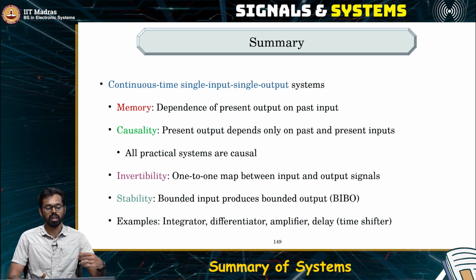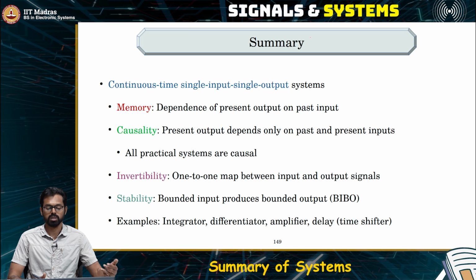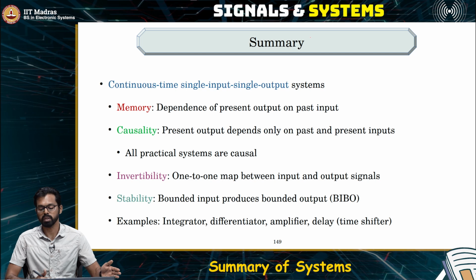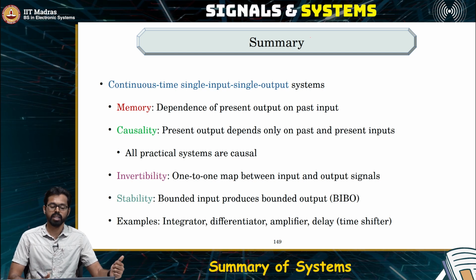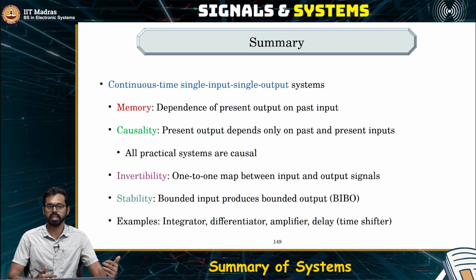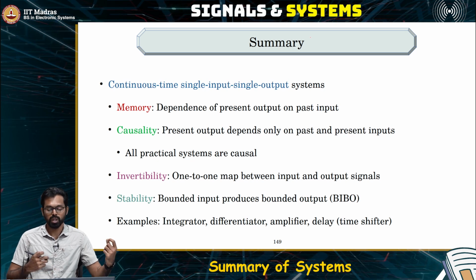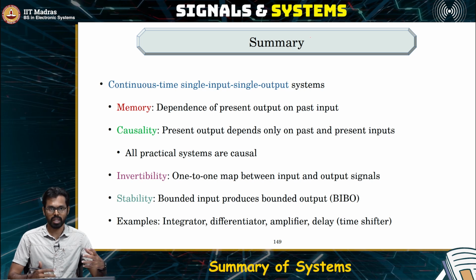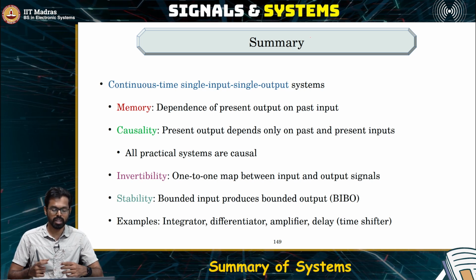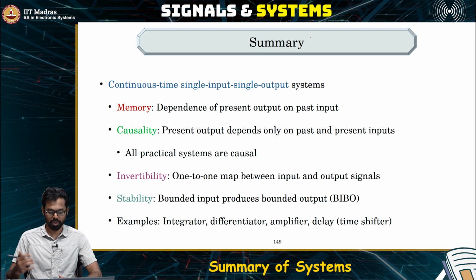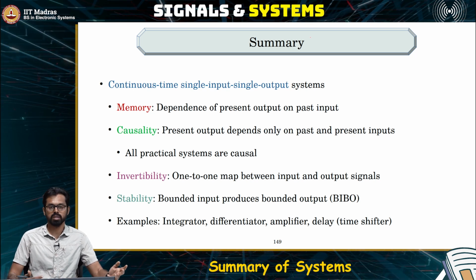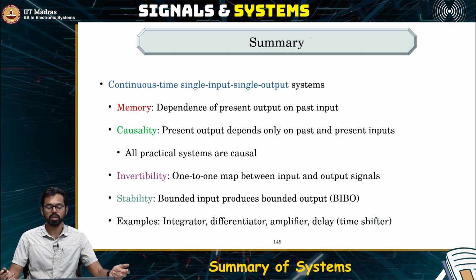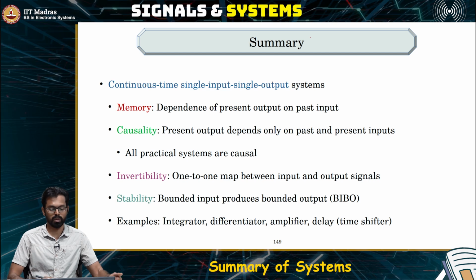Okay, and then we defined what is known as causality. What causality means is that if the present output depends only on the present input or the past input, then we say that it is a causal system. Basically, it does not produce an output which depends on future input. Such systems are all causal because the current output is caused by only the current input or the previous input. And we know that all practical systems are causal. In practice, we can never construct a system where the output will depend upon the future input values.